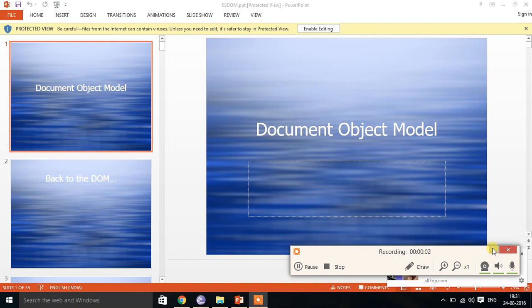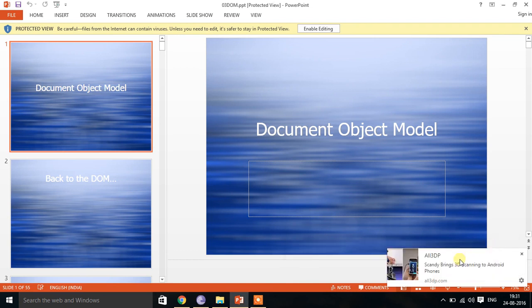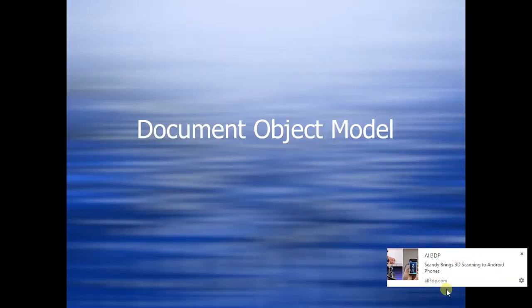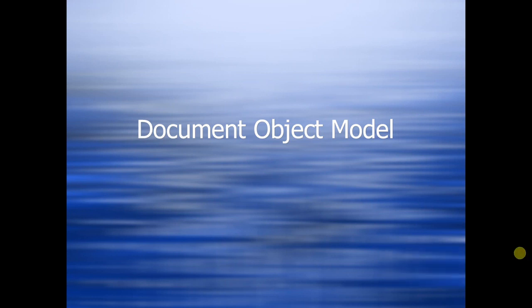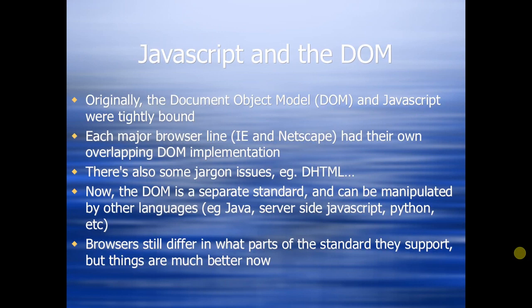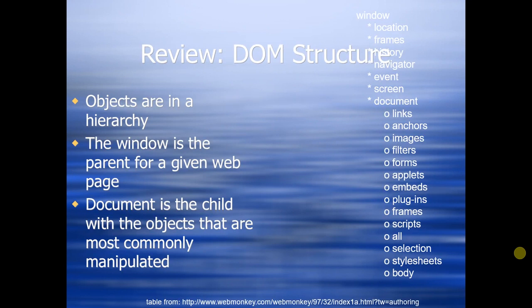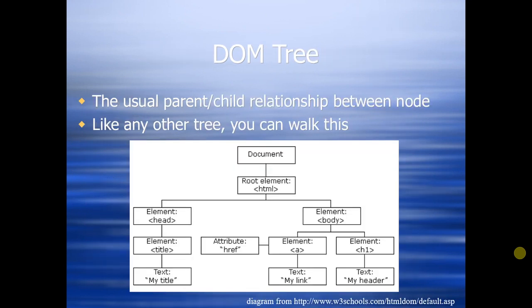In this tutorial, we are going to learn about the document object model, called DOM. The document object model is an API for JavaScript and XML, and it is used for many applications. When you create a web page or any HTML page in a browser, in the background it will create a tree called the DOM tree.